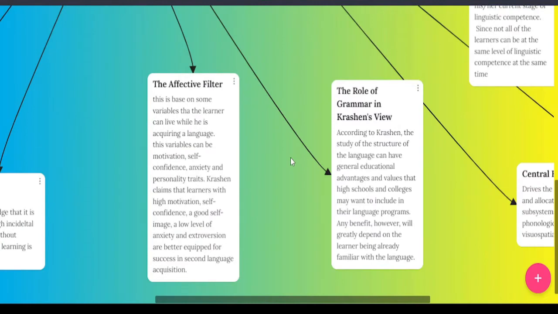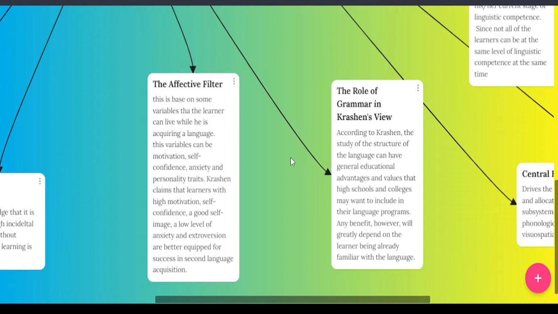Now I'm going to continue with the affective filter hypothesis, which is basically based on some variables that a learner can have while acquiring a language. These variables can be motivation. It's really important to be motivated in learning or acquiring processes, because if we are not motivated, we are just not getting that information. Then we have self-confidence, which is trust in ourselves, trust in our skills. Then another variable that can affect how we acquire a language is anxiety and personality traits.